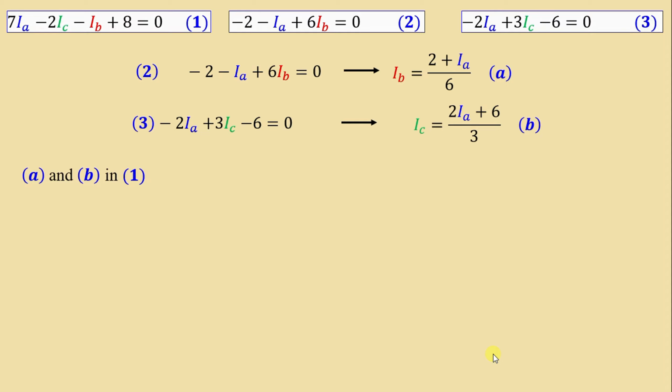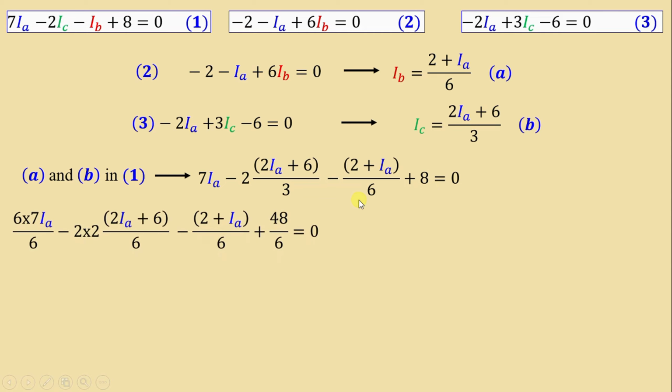By substituting A and B in 1, we derive an equation that exclusively relates to IA. We need to put this equation in common denominator. That means we need to multiply here by 6 and here by 2 and here by 6. Then we obtain 6 multiplied by 7IA over 6 minus 2 multiplied by (2IA plus 6) over 6 minus 2 plus IA over 6 plus 48 over 6.